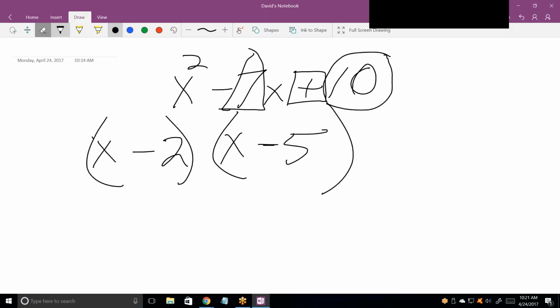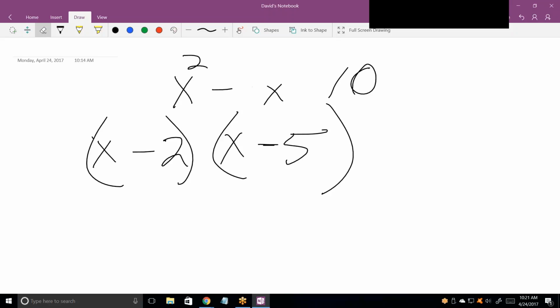Okay? Now, that's the easiest kind of factoring problem. There are only 3 steps. I'm going to make it one step more difficult by putting a minus sign in front of the 10. Now there's 4 steps.